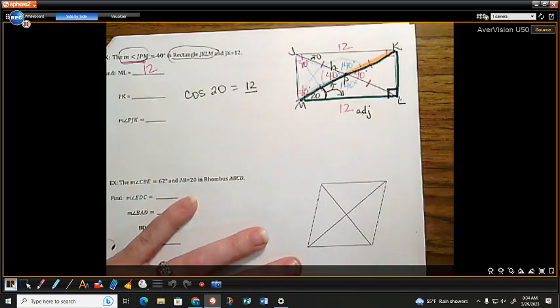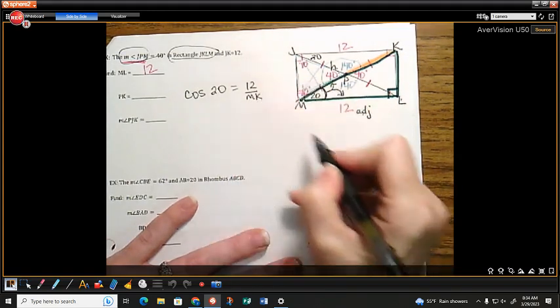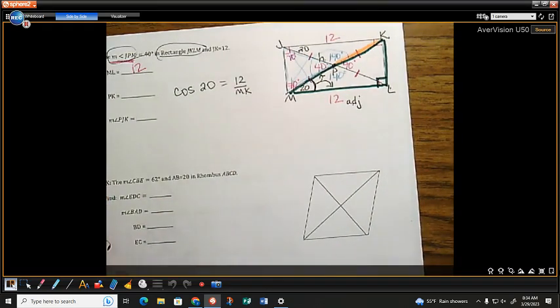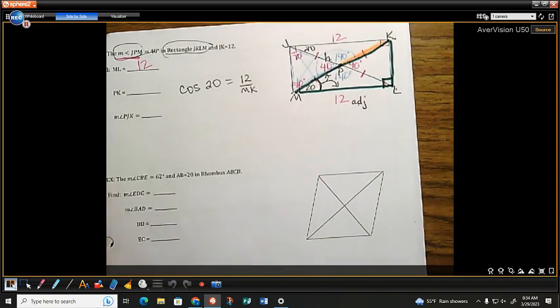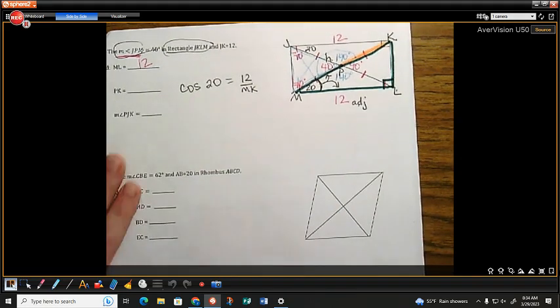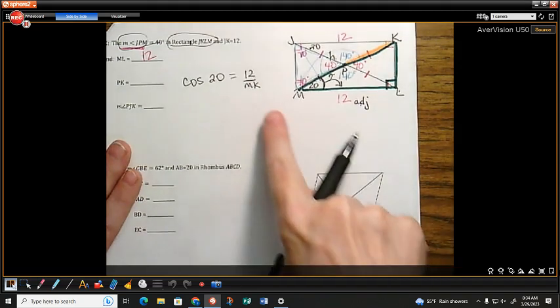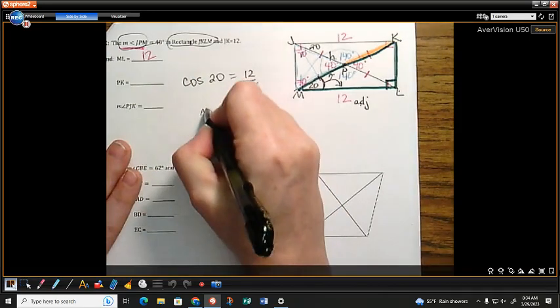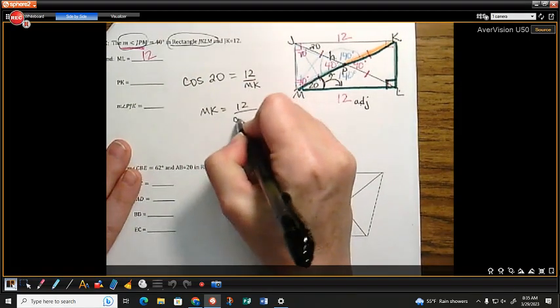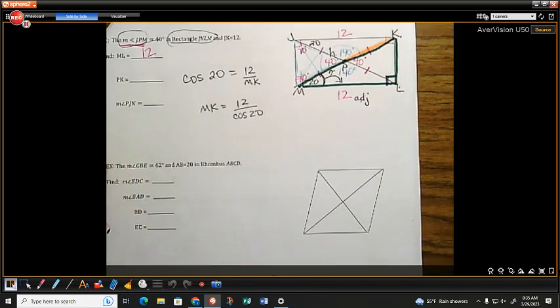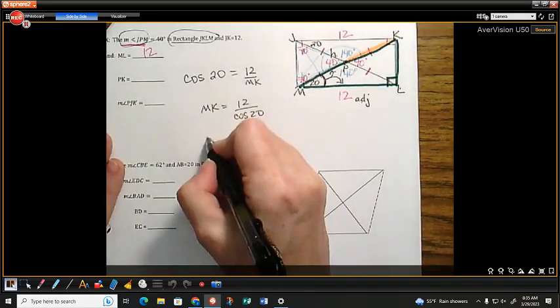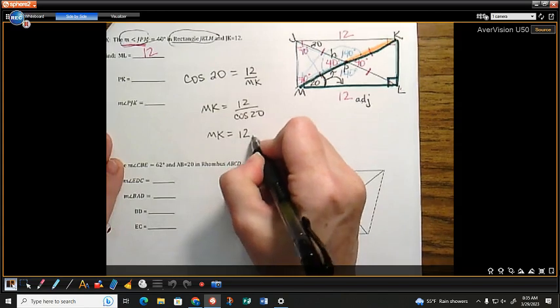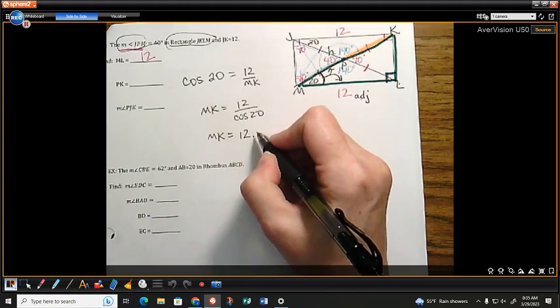What is my hypotenuse? It's MK. Could you pick any random letter? Absolutely. But instead of picking X, I'm just going to put that it's MK, so that way when I'm done, I don't have to figure out what the X was standing for again. I already know, it's the length of MK. Do you remember the shortcut for getting the MK off the bottom? Switch. So MK now equals 12 over the cosine of 20. Okay, I don't have a calculator. 12.777?